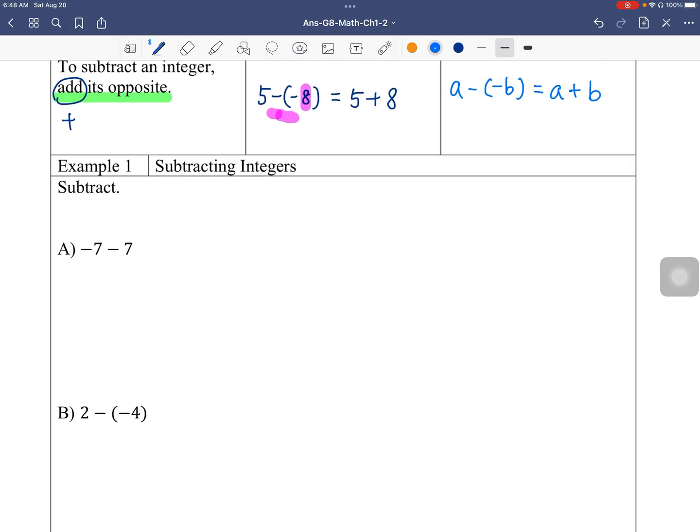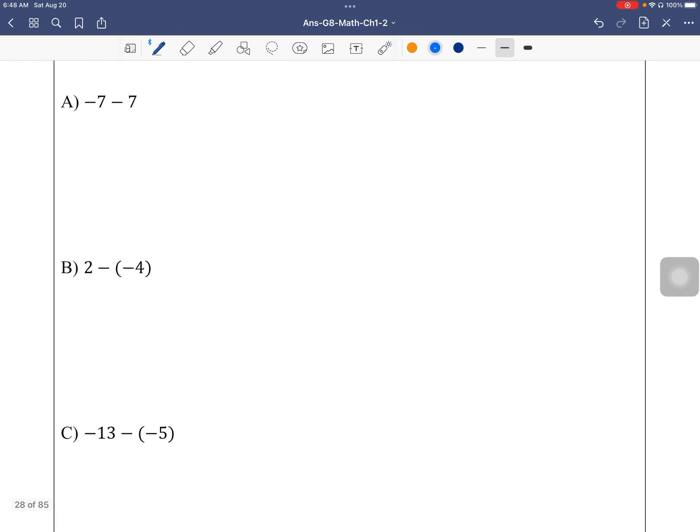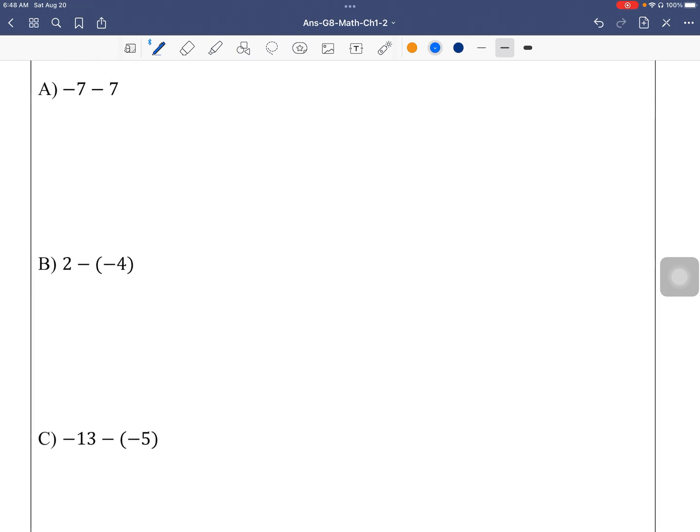Okay, so first of all, I want to talk about subtraction, and there are 3 examples. Negative 7 minus 7. Here, when negative 7 is subtracting a number, I'm actually adding its opposite. When subtracting a number, I'm adding the opposite. So the number is 7, and I'm adding 7's opposite. So it's negative 7. So this is negative 14.